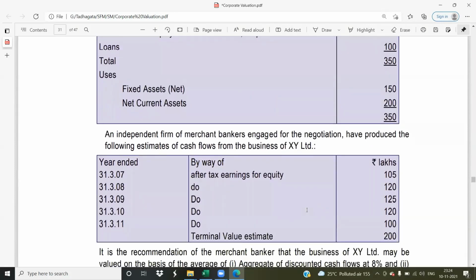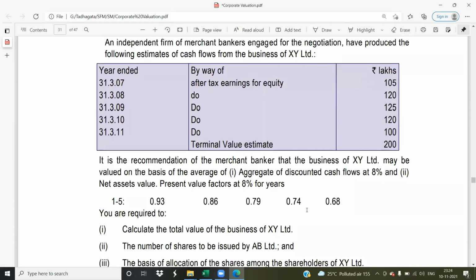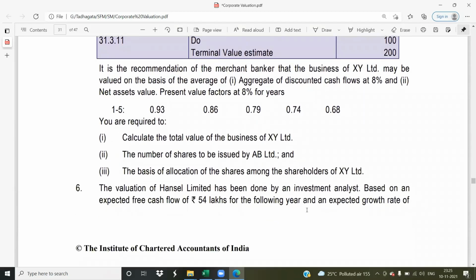Also, it is given that an independent firm of merchant bankers engaged for negotiation have produced the following estimates of cash flows from business of XY. Okay, these are the cash flows that they are expecting. And it is given that it is after tax earnings for equity. Okay. Then you have terminal value estimate, right? Then it is recommended, yeah, this is important. It is a recommendation of the merchant banker that business of XY Limited may be valued on the basis of average of aggregate of discounted cash flows at 8% and net asset value.